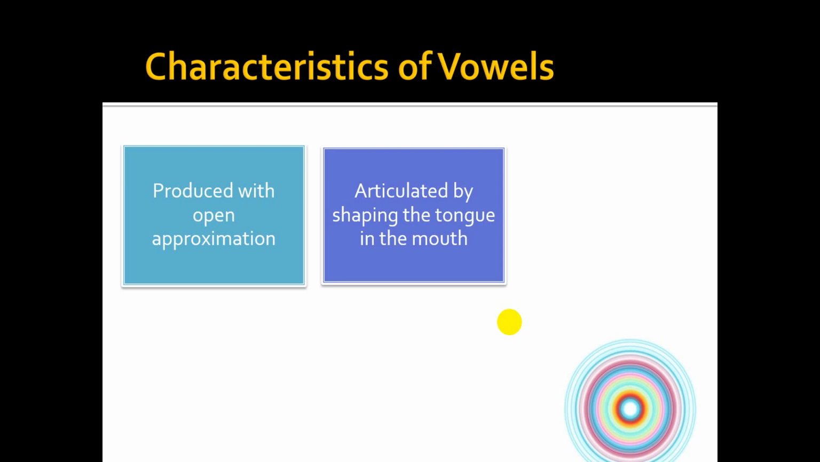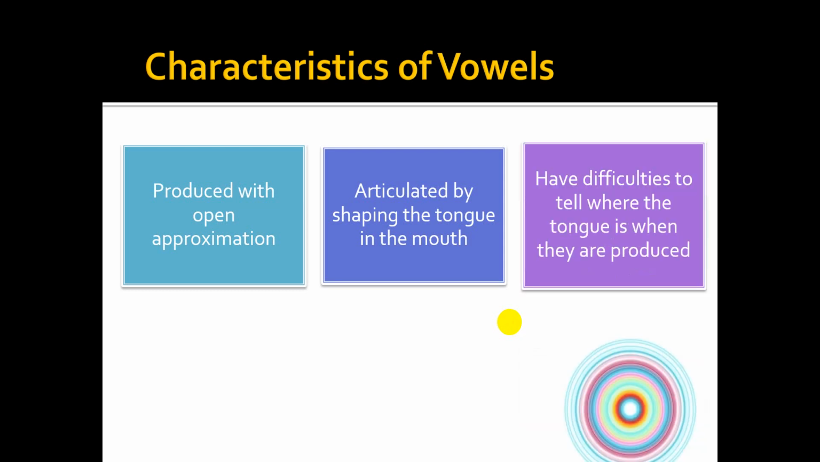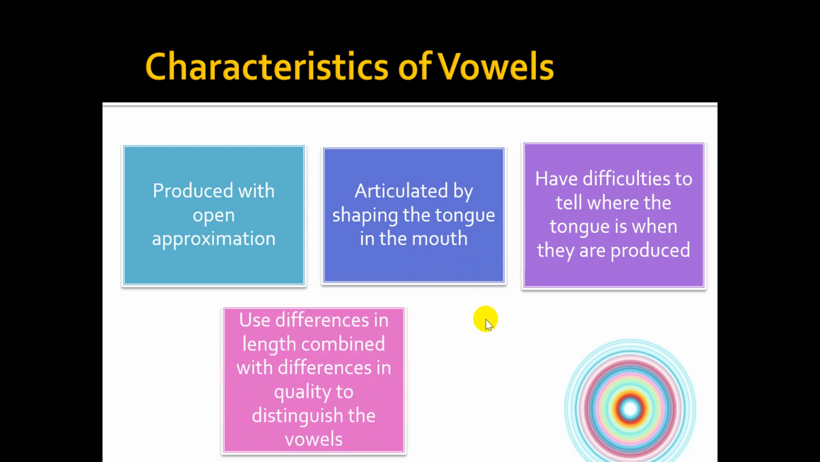A vowel is also articulated by shaping the tongue in the mouth. Because there is no restriction, we have difficulties telling where the tongue is when vowels are produced. We can only produce the sound by shaping the tongue in the mouth, and we use differences in length combined with differences in quality to differentiate each vowel sound.